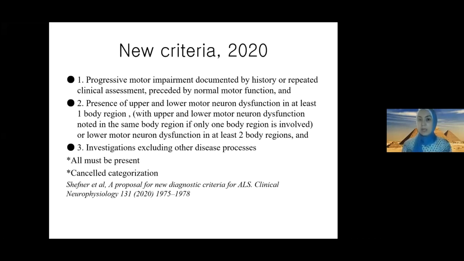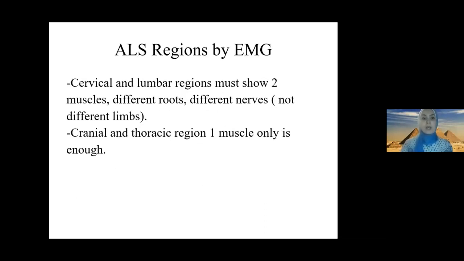Now these criteria are waiting for more validation and more application in the clinical setting, but I can see that this is the one that's going to be used, because of the patients that die from ALS without ever fitting the probable or the definite categories. Now, how do I say that a body region is affected by EMG in ALS patients?